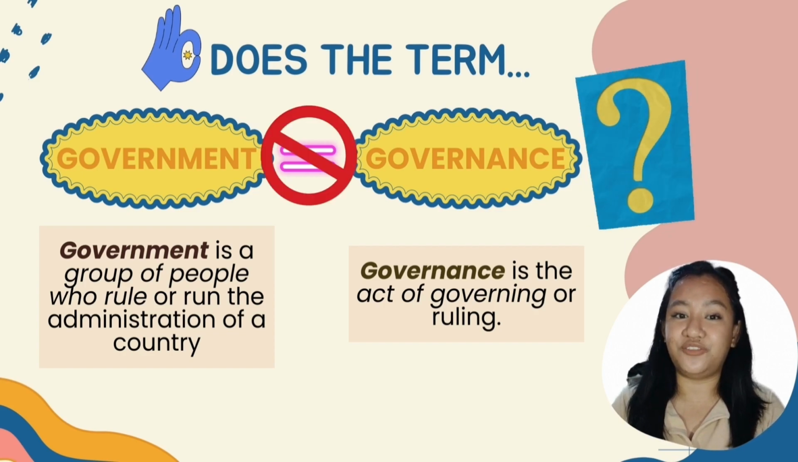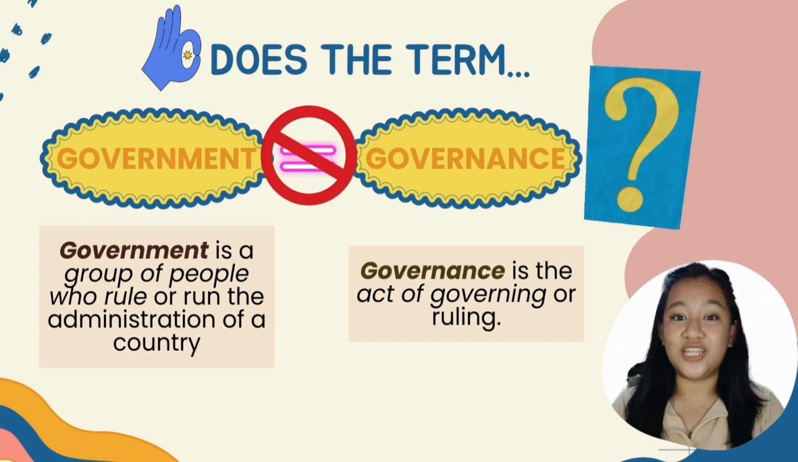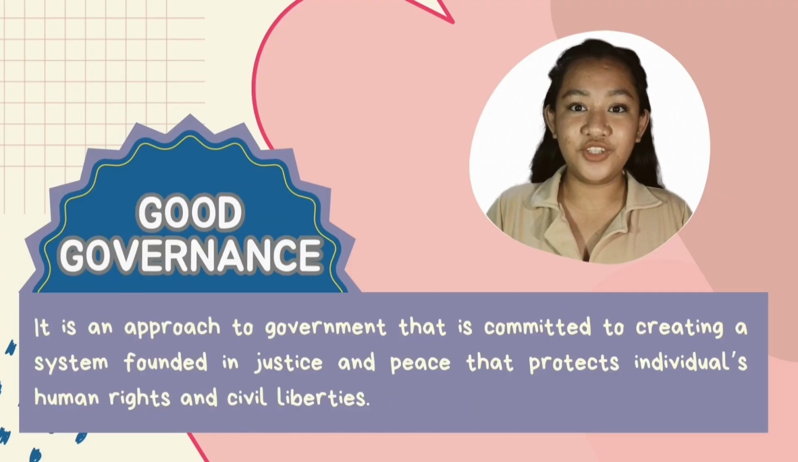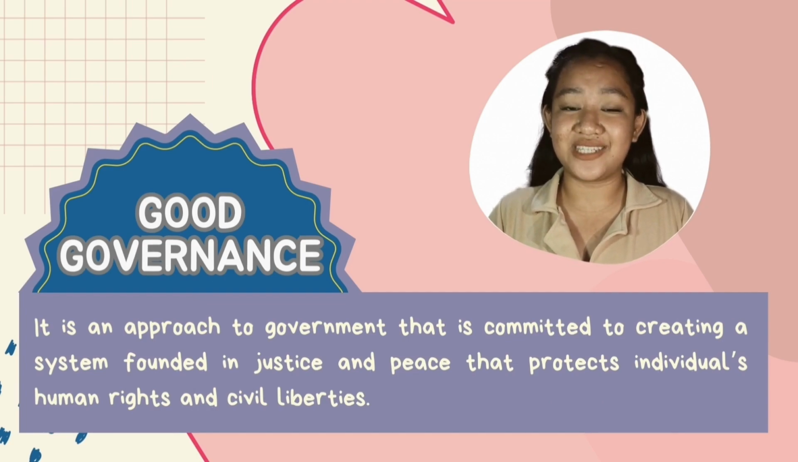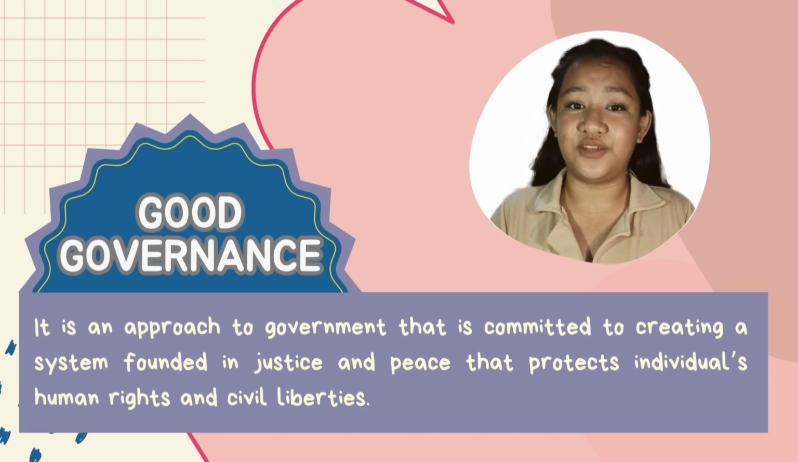Now that we know the difference between good and governance, let's proceed to the meaning of good governance. Good governance is an approach to government that is committed to creating a system founded on justice and peace that protects individuals' human rights and civil liberties. As a matter of fact, good governance enables the government to provide equal opportunities and fair delivery of goods and services to the people who are most marginal in our society.